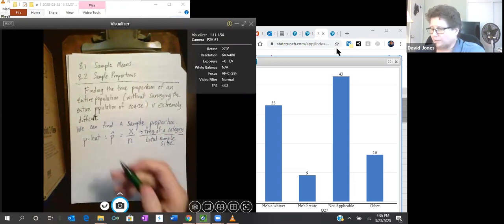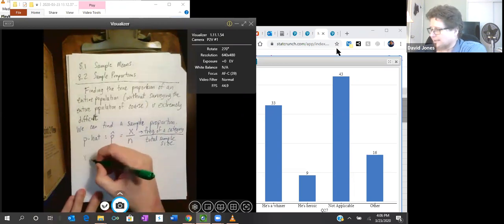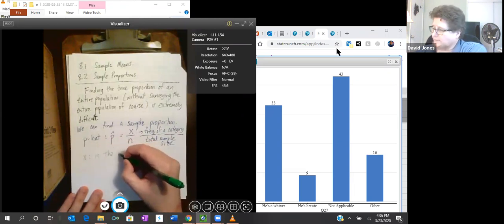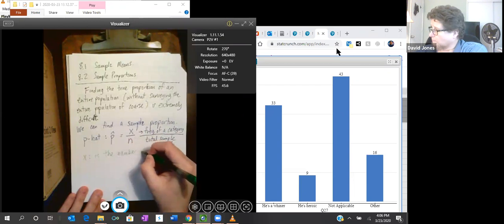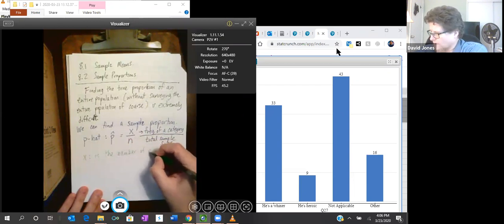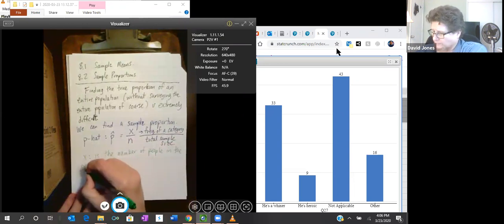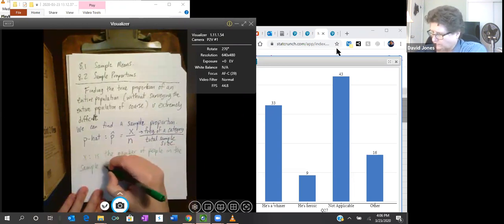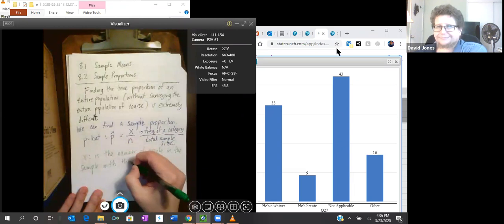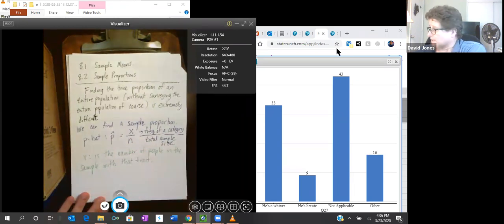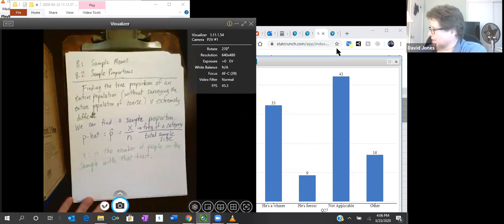And so another way of looking at x is the number of people in the sample with that trait. And n is the total sample size.